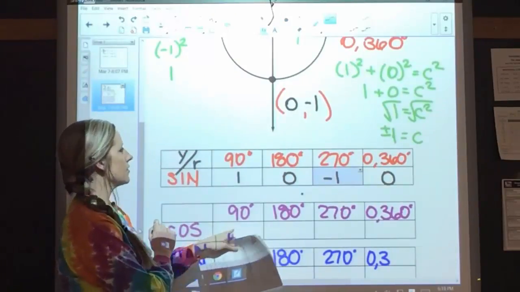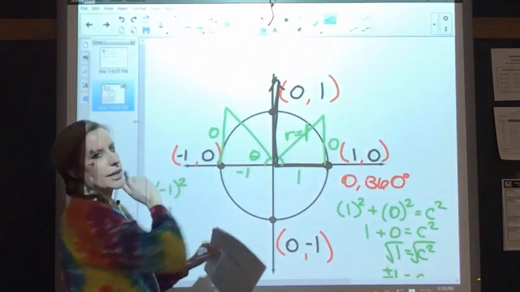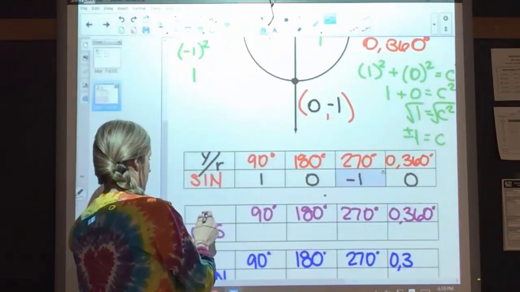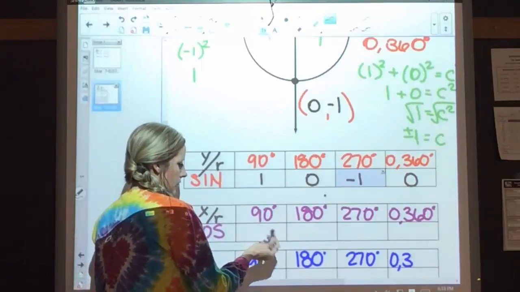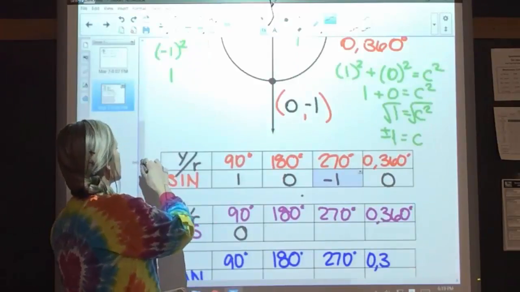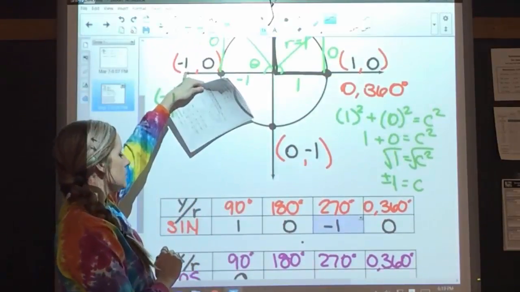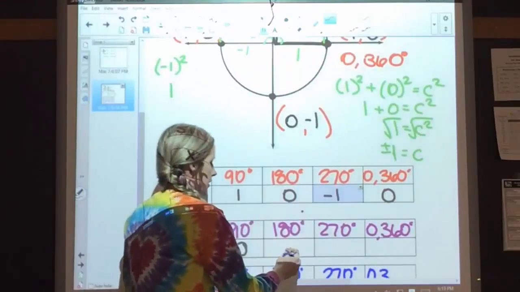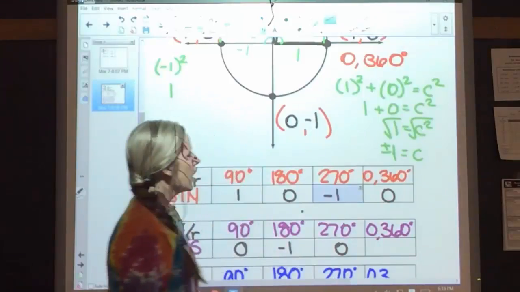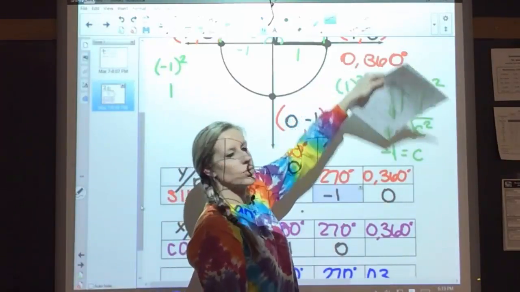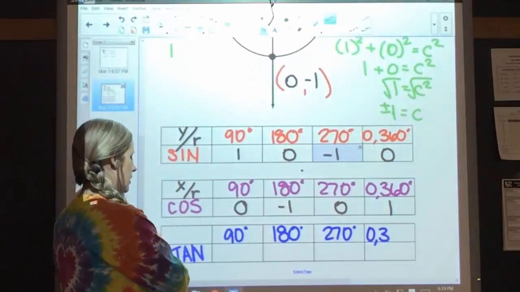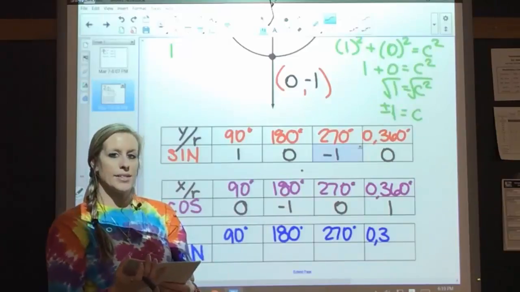Okay, cosine of 90 degrees. We're doing x over r, so 0 over 1. So 0 divided by 1 is 0. At 180, our x is -1, so -1 divided by 1 is -1. At 270, 0 divided by 1 is 0. And at 360, our x is +1, so 1 divided by 1 is 1. Okay, tangent is y divided by x.